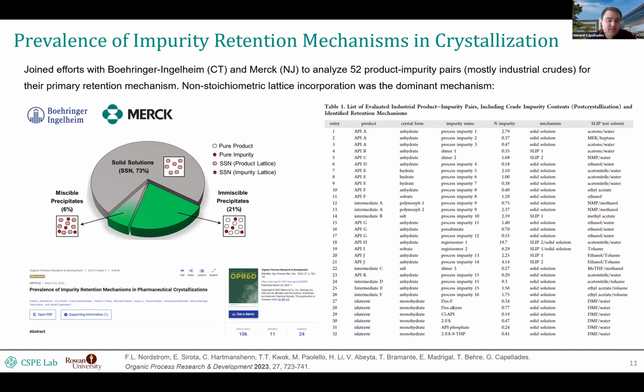And the interesting thing is that 79% really were able to form some form of solid state miscibility that was detectable between product and impurity, forming these solid solutions, right? This non-stoichiometric lattice incorporation. And then 21%, of course, the ones that cause a lot of challenges, tend to be the impurities that precipitate, right? There was a 27% if you count miscible precipitates. That was basically that precipitation of impurity that caused very, very high levels in the product, right?